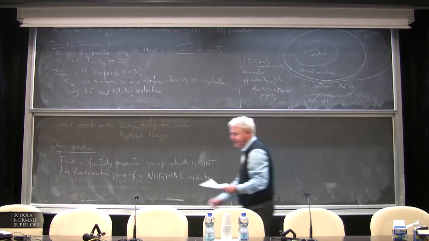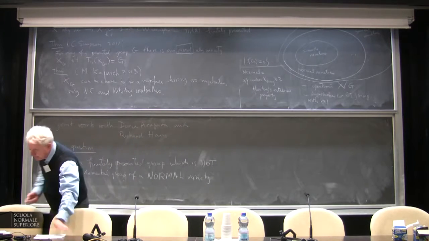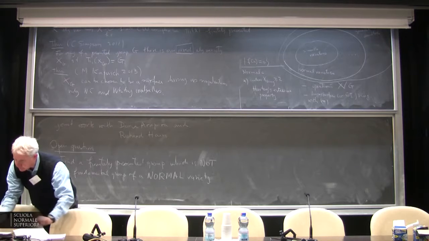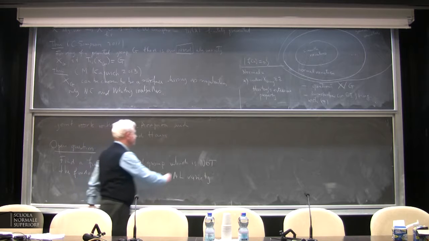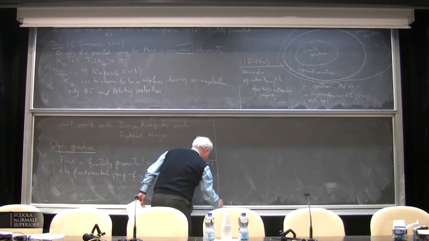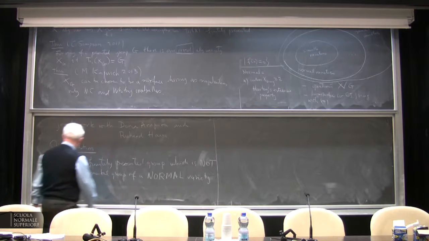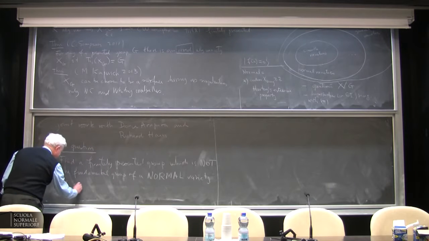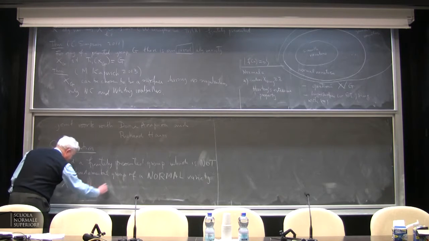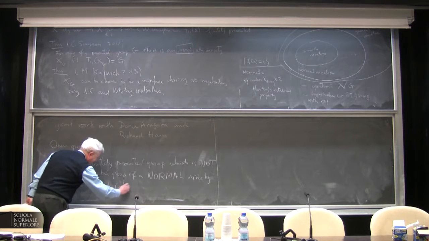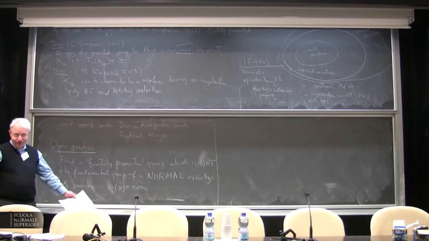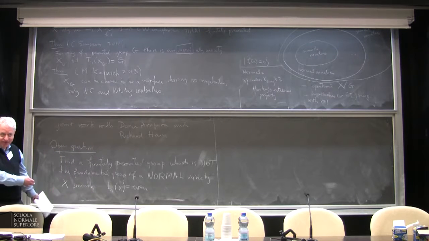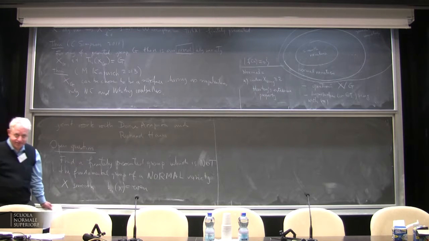So, I will explain. For instance, you know that if X is smooth, then the Betti number is even, and this is of course a restriction on the fundamental group, right? So now I will explain why this also happens for normal varieties.